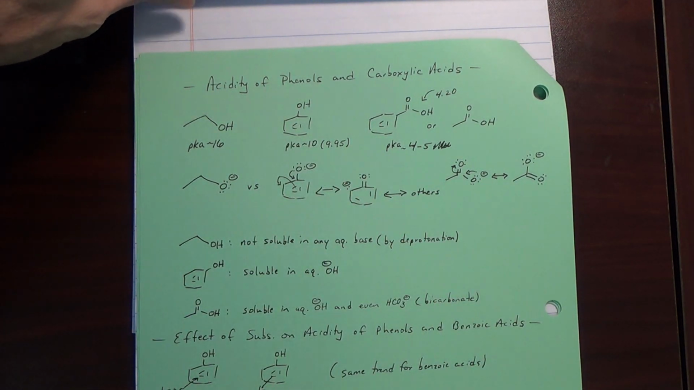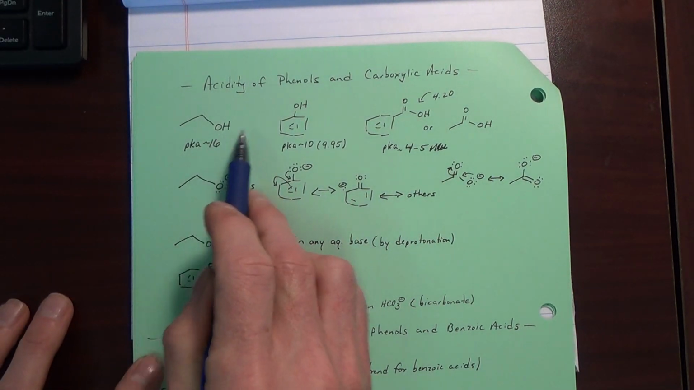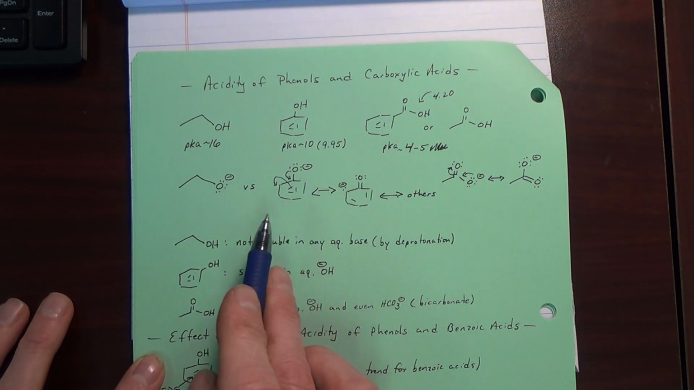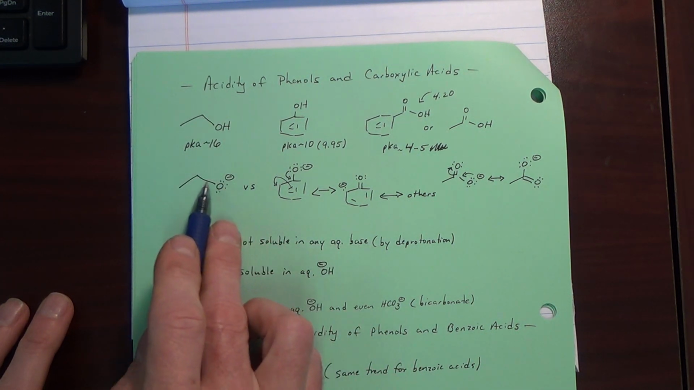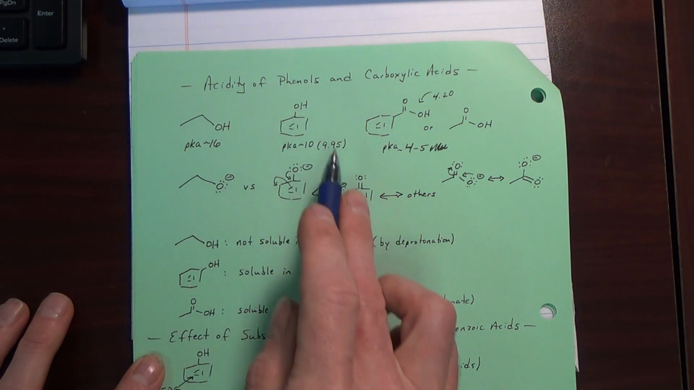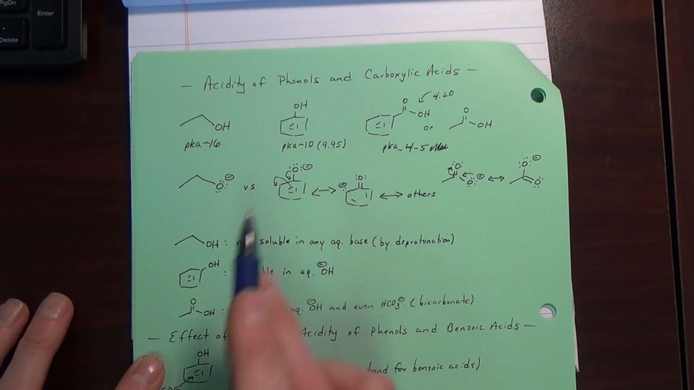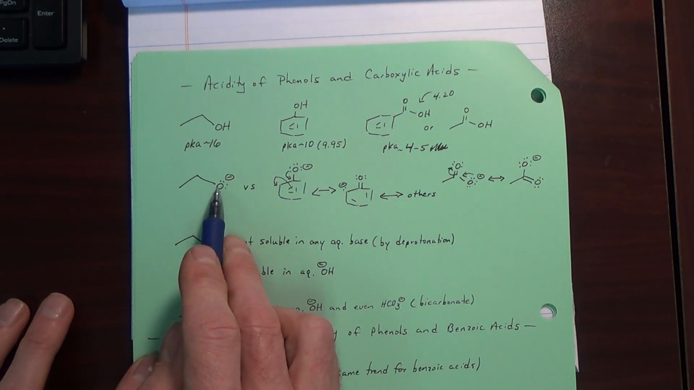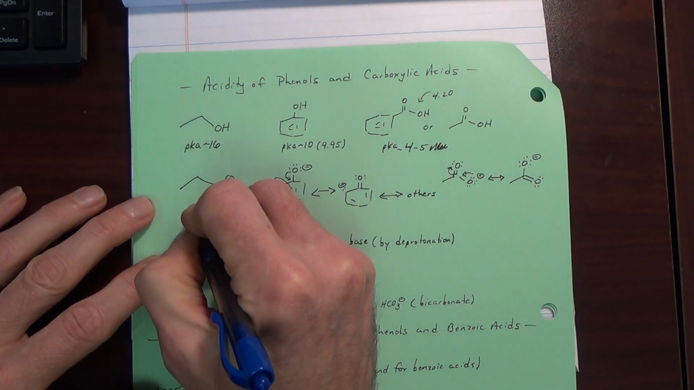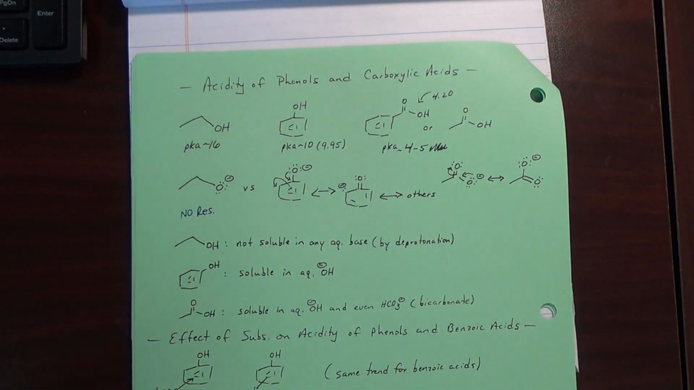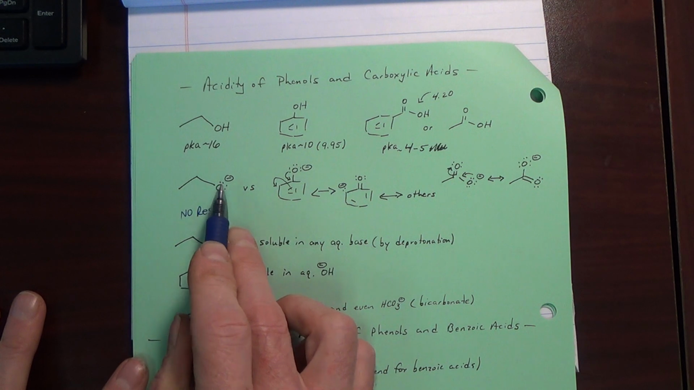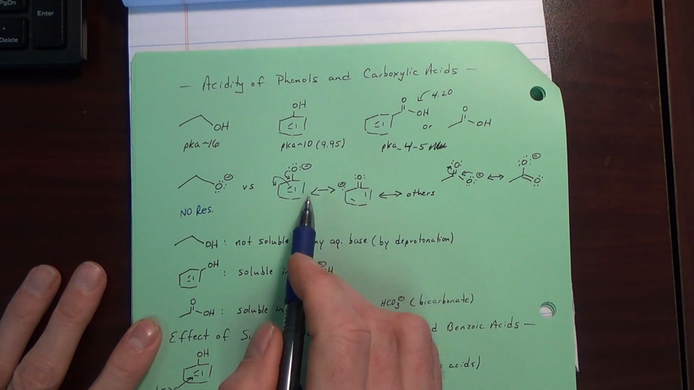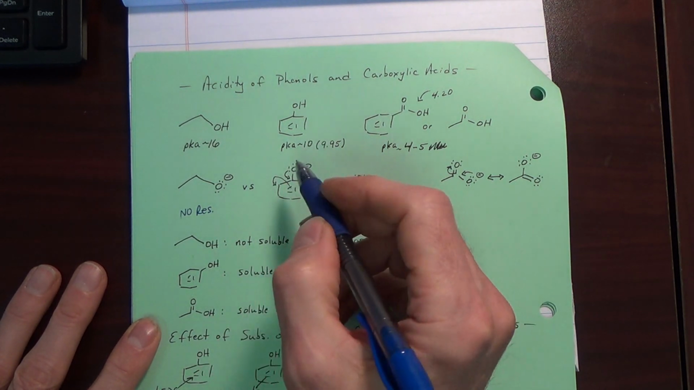We need to understand the trend here. Why? Well, as we learned in Organic 1, we need to look at the conjugate bases and assess the stability of those. The conjugate base of an alcohol is the alkoxide. Conjugate base of a phenol is the phenoxide. The alkoxide here is a localized anion, okay? No resonance. The negative is sitting on the oxygen.